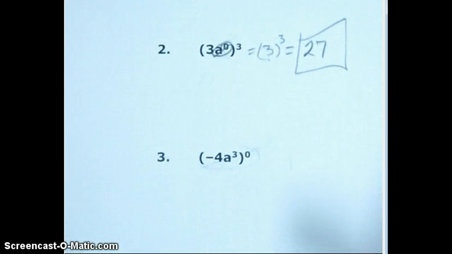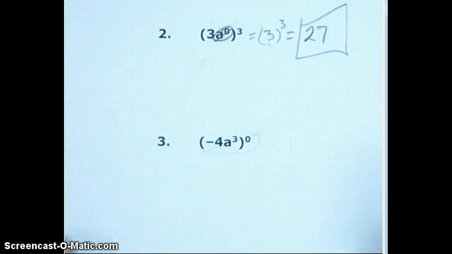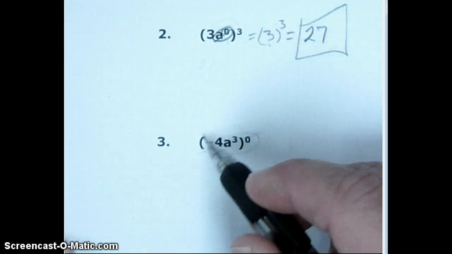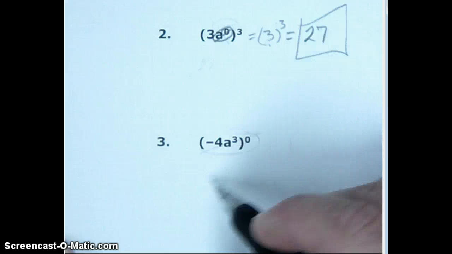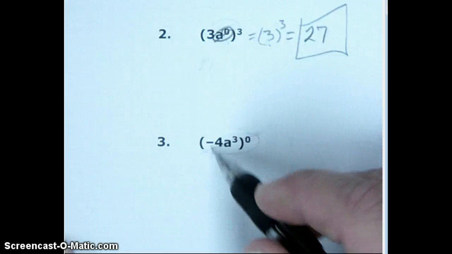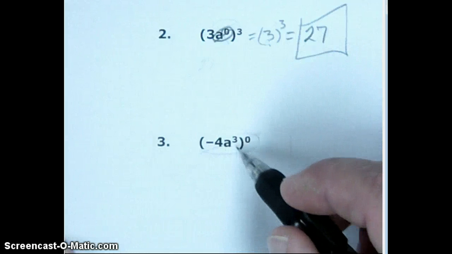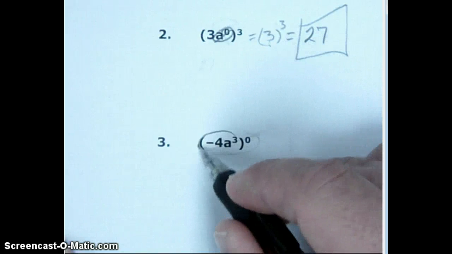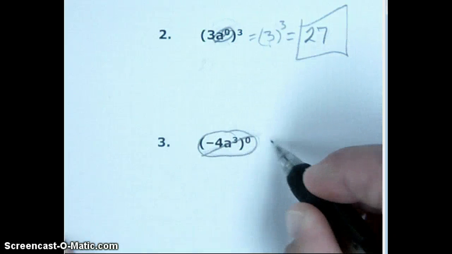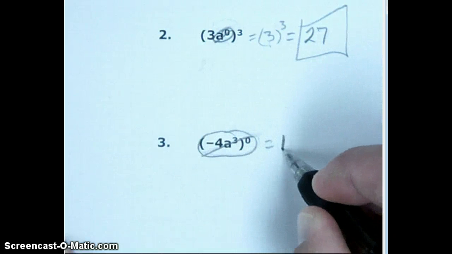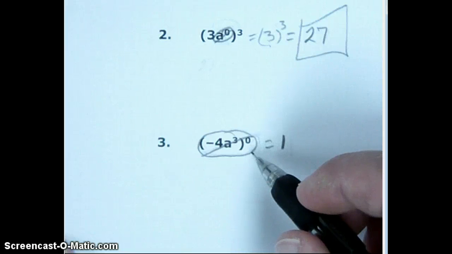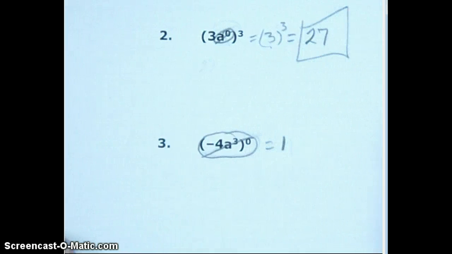Now, what about number 3? Number 3's got one of those special exponents as well. That special exponent is the fact that this whole parentheses, no matter what's in there, a negative 4a cubed, whatever, if you notice that this whole parenthesis is raised to the 0 power, then that can be simplified to just 1. That's by the very first law that we talked about as far as exponents go. If you have a 0 exponent, it simplifies to 1.